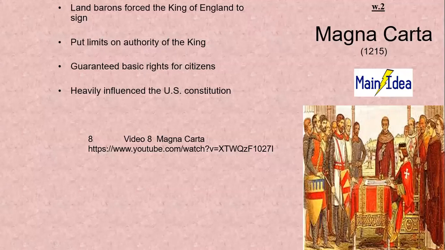It was in 1215, 800 years ago, and it was in England. The land barons, very rich men, actually forced the King of England to sign this, and it put limits of authority on the king while guaranteeing basic rights for citizens. Thomas Jefferson would use this very heavily when he wrote the U.S. Constitution and the Declaration of Independence. Watch video 8, the Magna Carta.